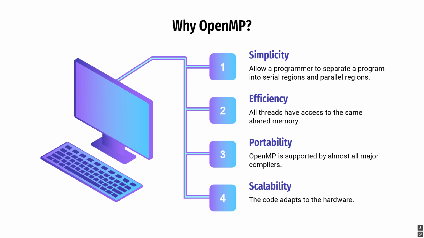So why should we use OpenMP? Firstly, it allows the programmer to separate a program into serial regions and parallel regions. And it uses a unified memory model. This means all threads access the same shared memory, making data access very fast.